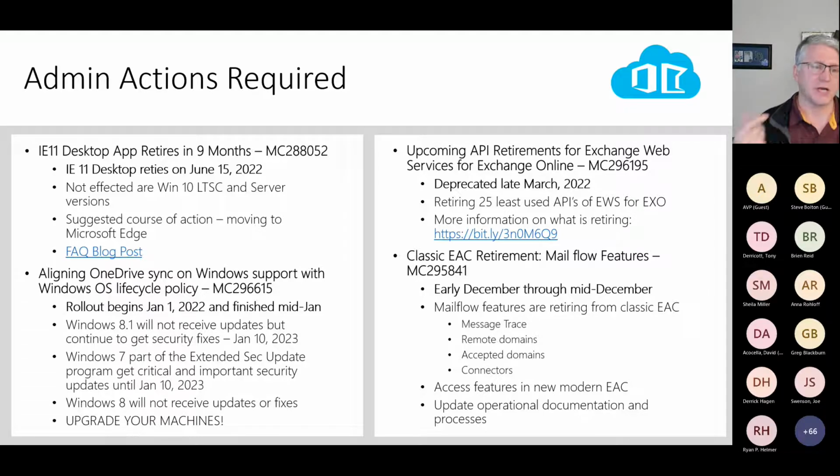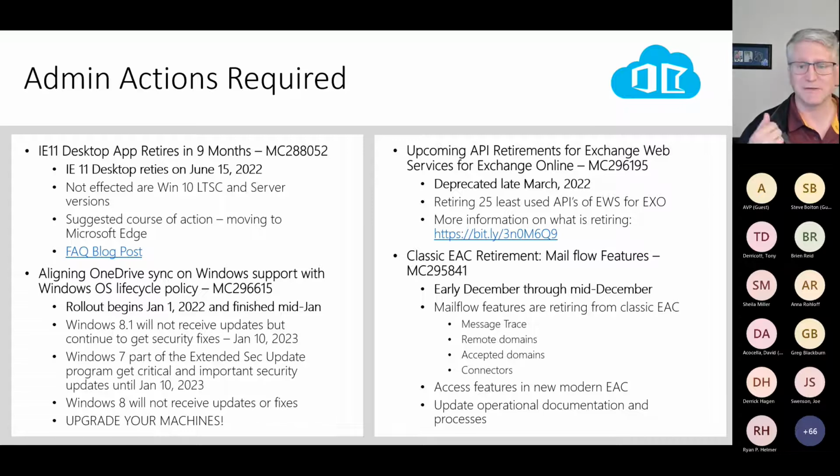That's still out there, guys, but there's a couple other ones that you do need to keep in mind. Number one, OneDrive Sync support for different OSs: Windows 8.1, Windows 7, Windows 8. Please take a look at that information. Important, there is this change that's rolling out January 1st, 2022 and finishing mid-January, where these are going to be affected. So if you have Windows 8.1, Windows 7 or even Windows 8, they suggest get them updated, get them out if possible, right?